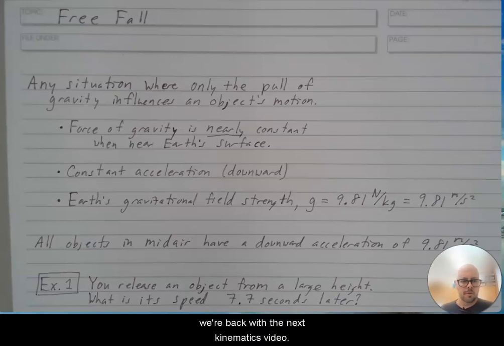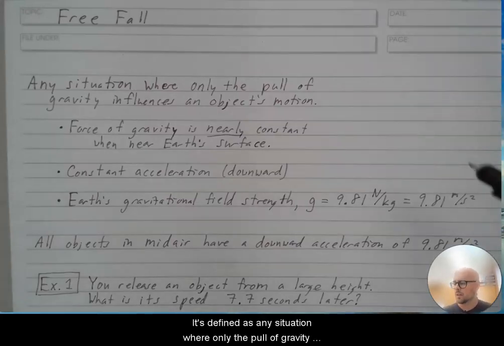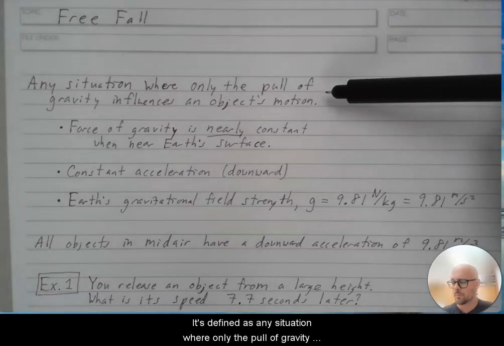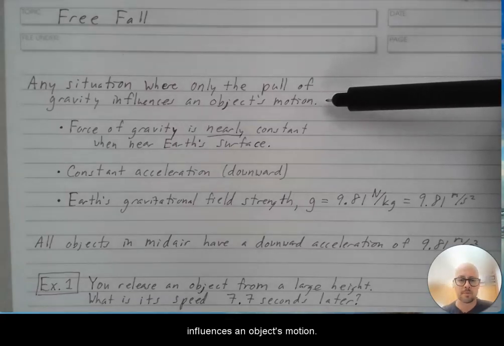Hey folks, we're back with the next kinematics video, and this time it's on freefall. Freefall is a special case of constant acceleration motion. So freefall is basically when things are flying through the air. It's defined as any situation where only the pull of gravity influences an object's motion.